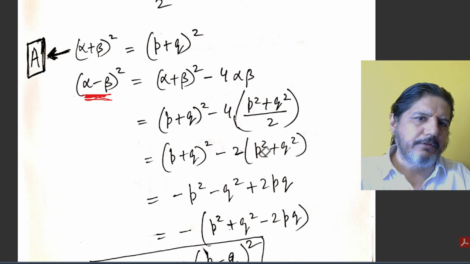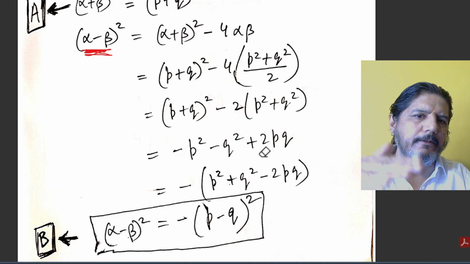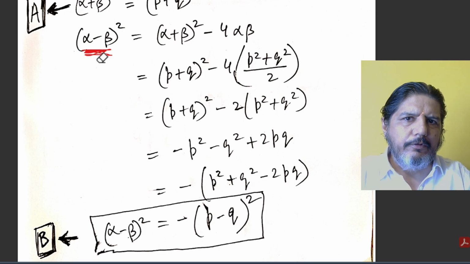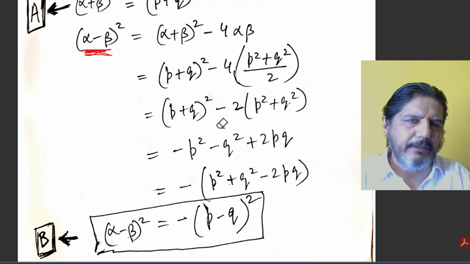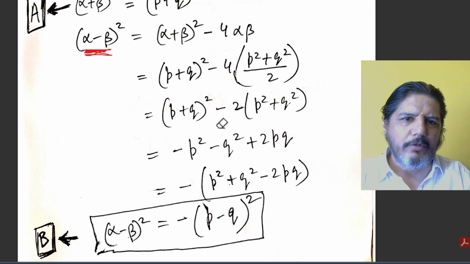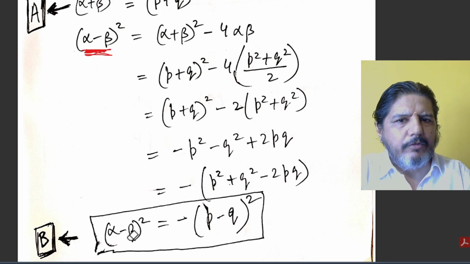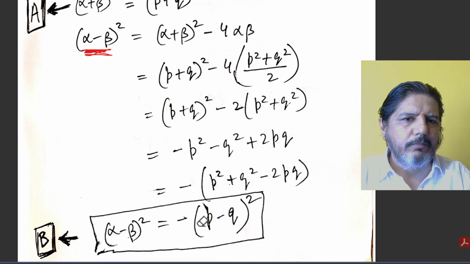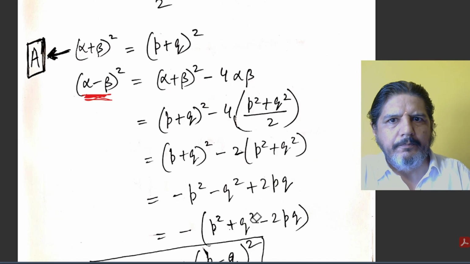See, there is some manipulation which is required, and that is why I was trying to tell you that this is a bit tough question. But finally, we find the value of alpha minus beta whole square to be minus p minus q whole square. You can look at this calculation. If there is any doubt in the calculation, please comment below. I'll be glad to help you out.